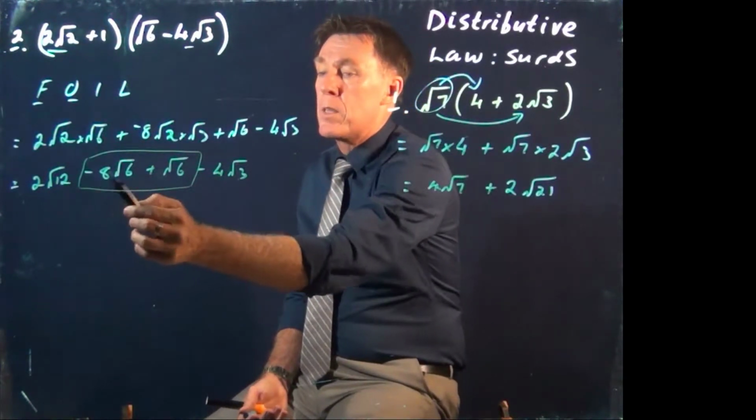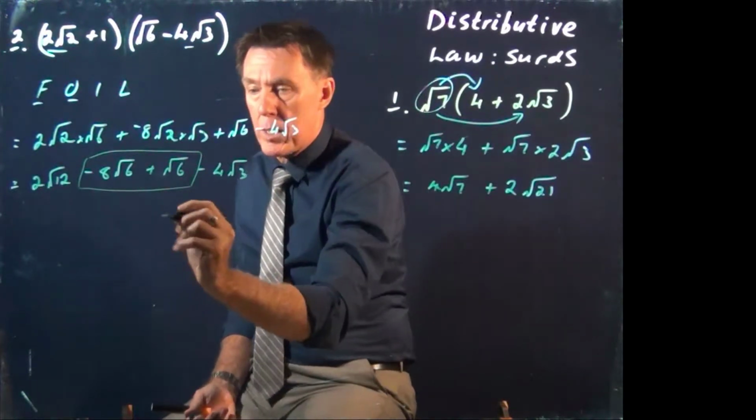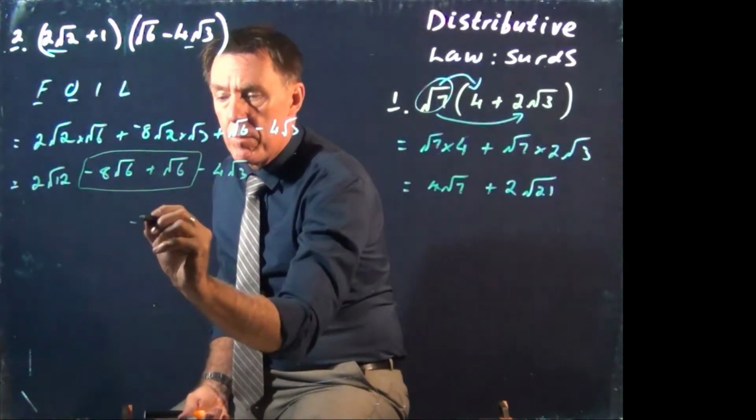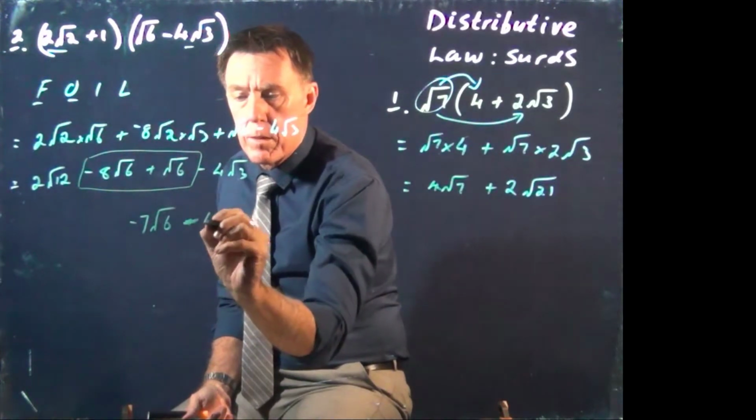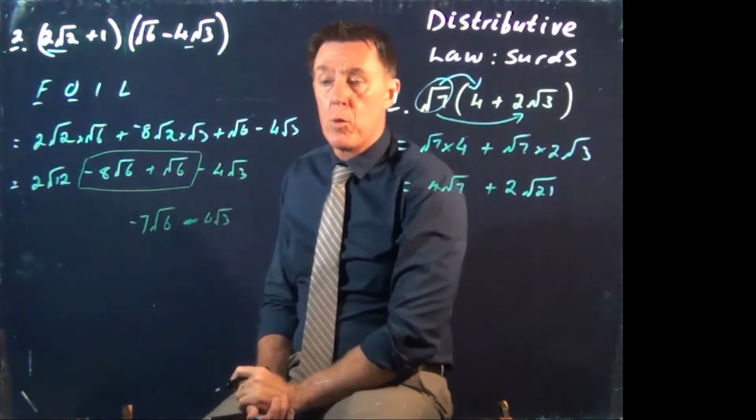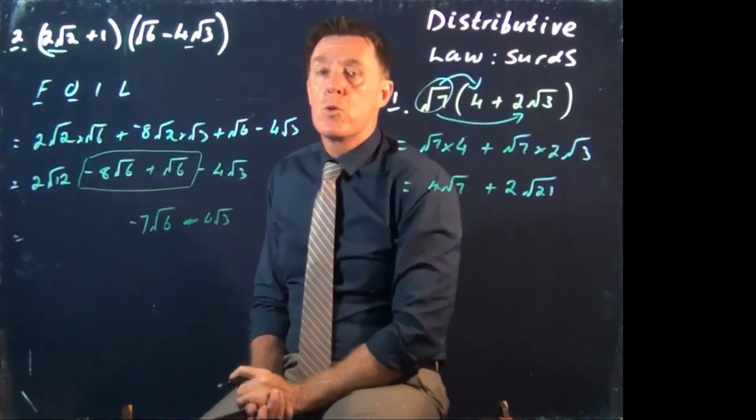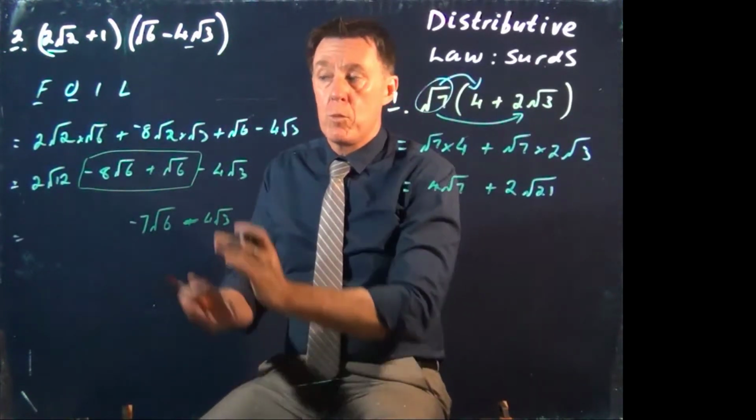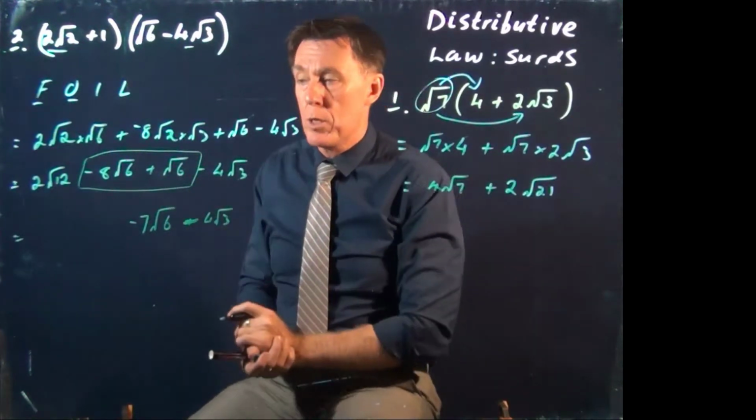So I have negative 8 plus 1. So I have negative 7 lots of root 6. With my minus 4 root 3 on the end. So I still have my 2 root 12 here. I would hope that you would look at that and go, hey, I can simplify that down further, because that's what you need to do.